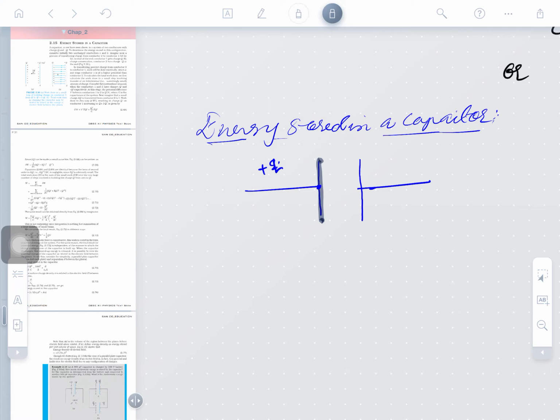Here we are just taking the two plates of a capacitor. Let del q be a small integral of charge brought to the plate. In charging the plate at potential V, how much work do we do? Work done is equal to q into V at V potential.